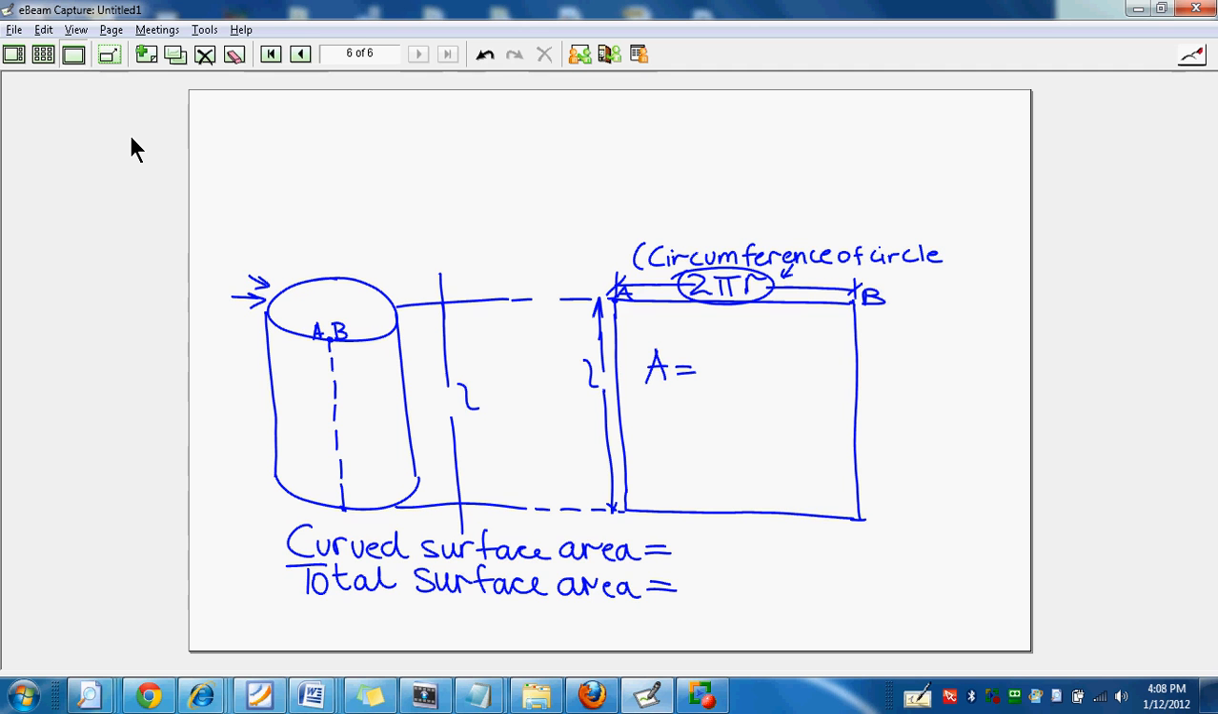So the area will be the length at the top, which will be 2 pi r, multiplied by the length perpendicular, which is represented by L. So the area of that shape, that rectangle, will be 2 pi r L, which will be equivalent to the curved surface area of the cylinder. So we could write that the curved surface area would be equal to 2 pi r L. Curved surface area, 2 pi r L.